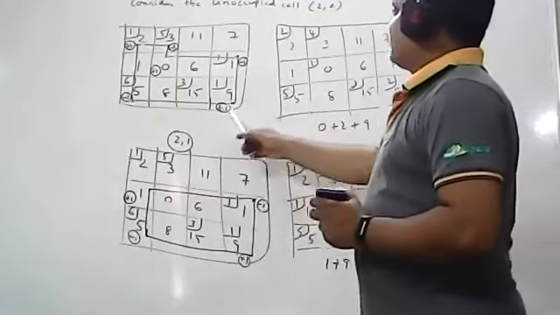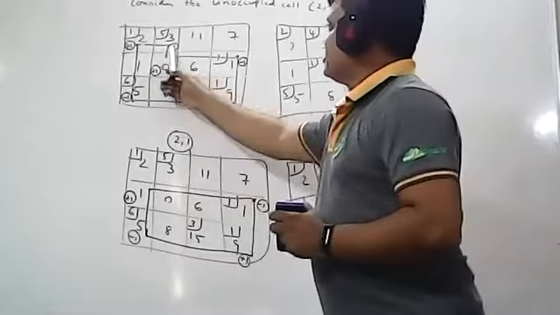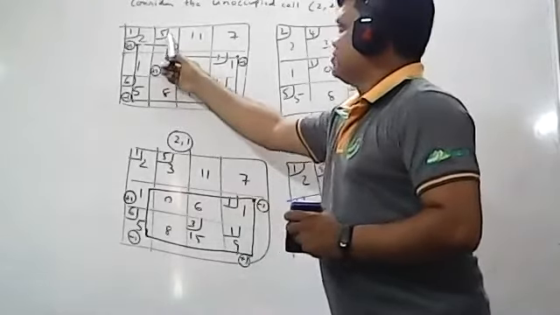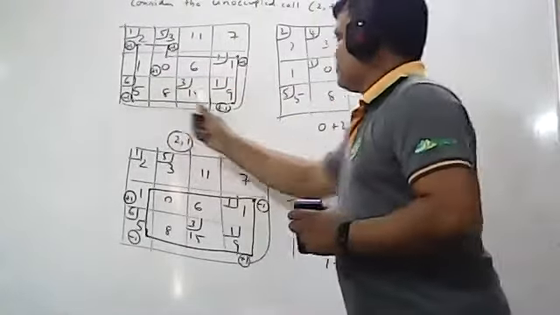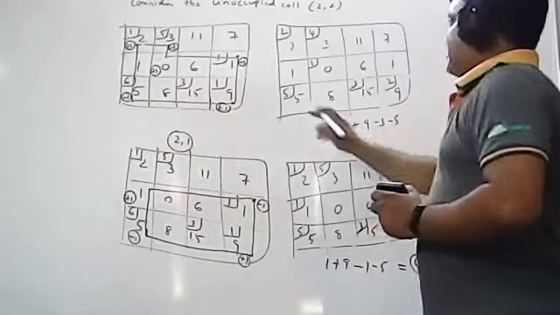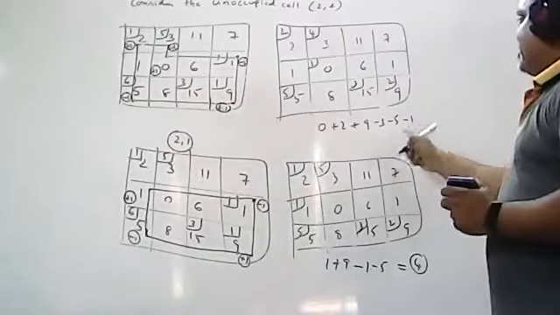Now I think the plus 1s are finished. 1, 2, 3 are finished. Now go for the minus 1s. Minus 1 means 1 is reduced. 1 is reduced means what is the value? The actual value 3 is reduced. Minus 3. This is minus 5. This is minus 5. And this is minus 1. This is minus 1. So pluses are completed, minuses are completed.